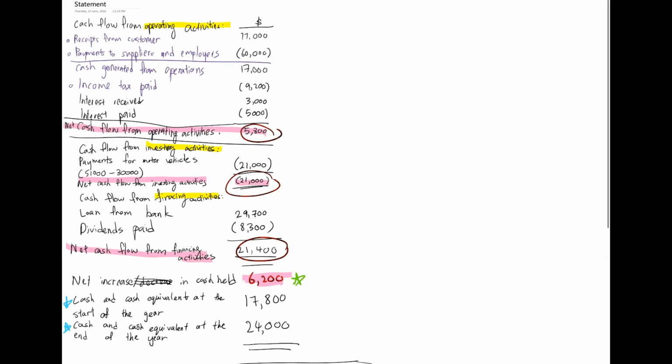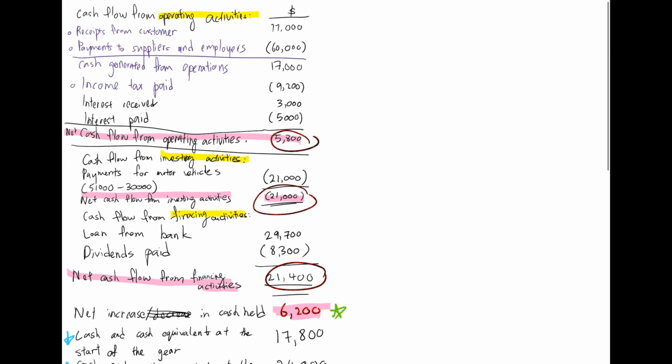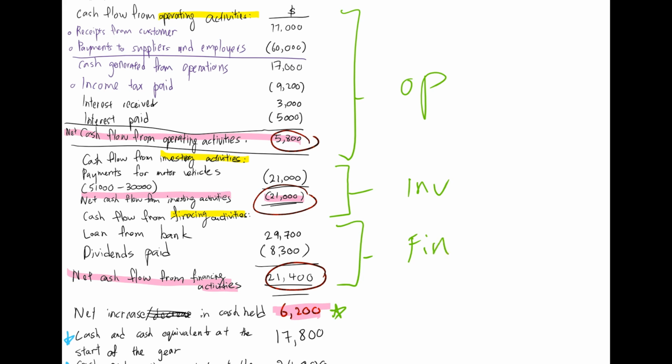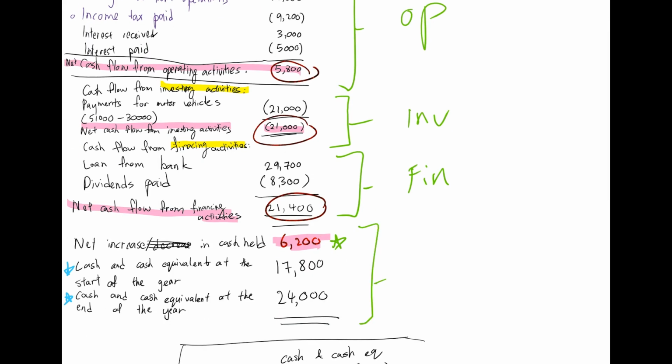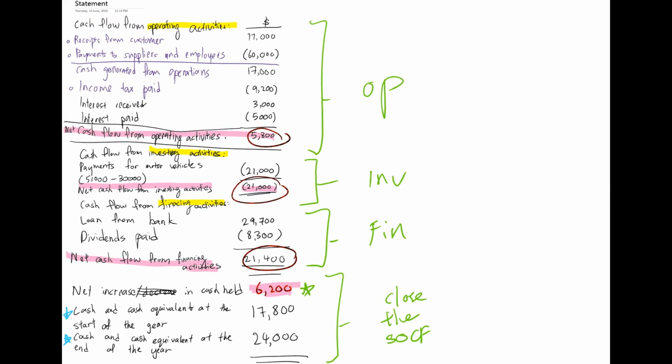So in order to prepare the whole statement, you need to look at the previous video as well. You need to know how to prepare the operating activities, how to prepare the investing activities, and how to prepare the financing activities. And not to forget how to close the SOCF statement. Okay, so this is how you prepare your statement of cash flow.